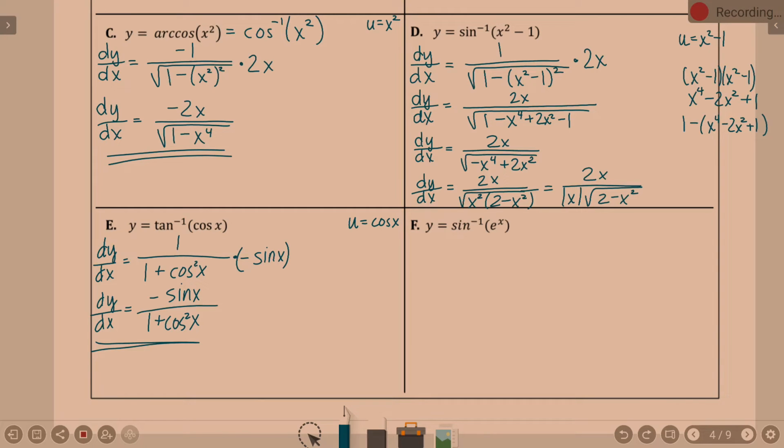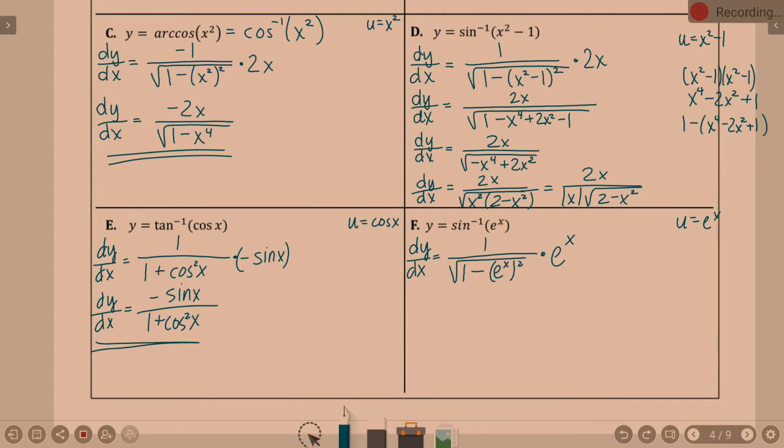Okay, u equals e to the x. My inside piece is e to the x. So the derivative of sine inverse of something is 1 over the square root of 1 minus e to the x quantity squared, times e to the x.